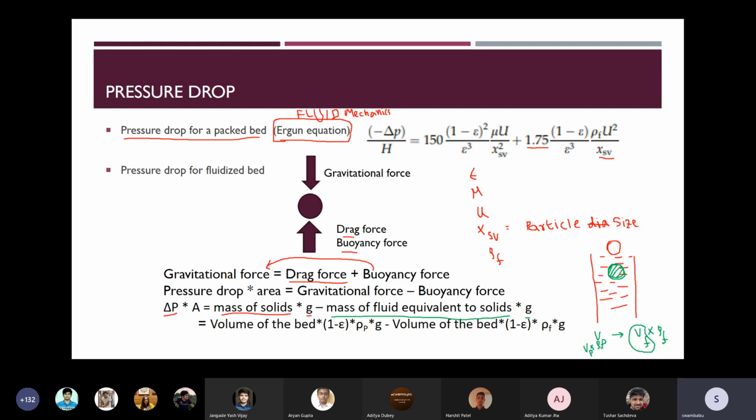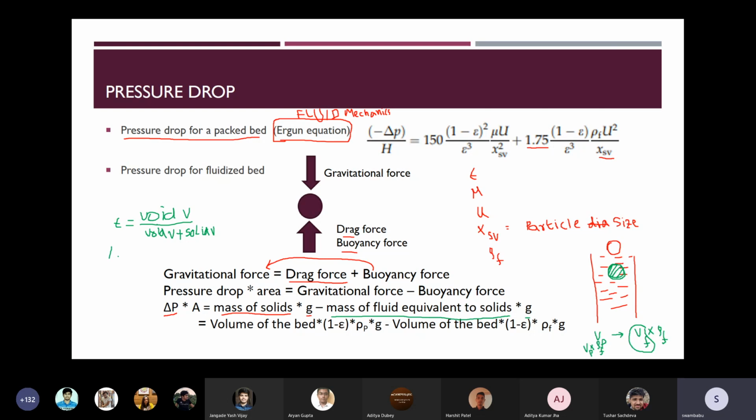Volume of the particle times density of the fluid, Vp into rho f. Here in a fluidized bed, we don't have only one particle, we have multiple particles. If we want to calculate the mass of solids, we know the void fraction is void volume by total volume. What is total volume? Void volume plus solid volume.